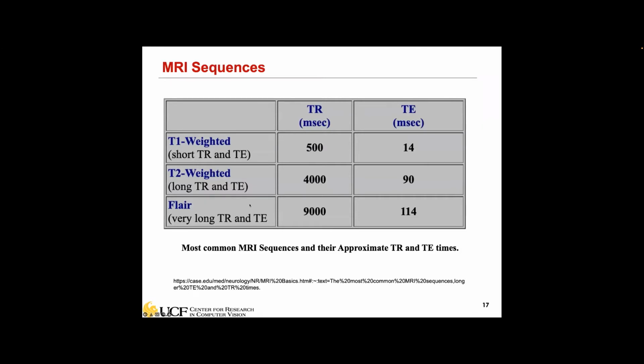So here is a table showing the typical or common TR and TE times for these three different sequences: T1 weighted, T2 weighted, and FLAIR, right? So for the T1, the TR is about 500 milliseconds, TE is about 14 milliseconds, which is short. But for the T2, we have a longer TR and TE: for the TR, we have 4,000, and for the TE, we have 90 milliseconds. For FLAIR, it will have even longer TR and TE: 9,000, and here we have 114 milliseconds.